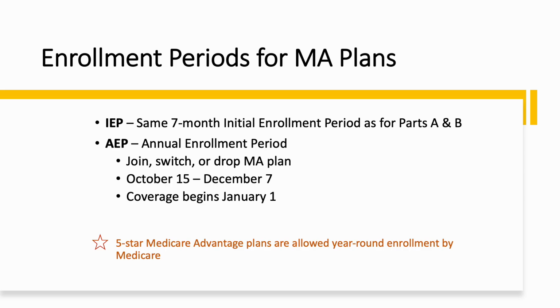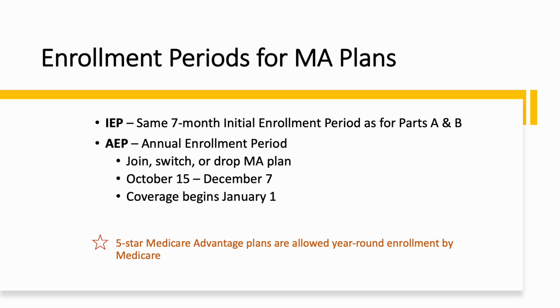What are the enrollment periods for Medicare plans? Well, you have your initial enrollment period. That's when you are turning 65, and it's the 7-month period that's surrounding your 65th birthday. The 3 months before your birthday month, the month of your birthday, and the 3 months after. You can enroll into an Advantage plan. That plan will start the first of the month in which your Medicare starts.